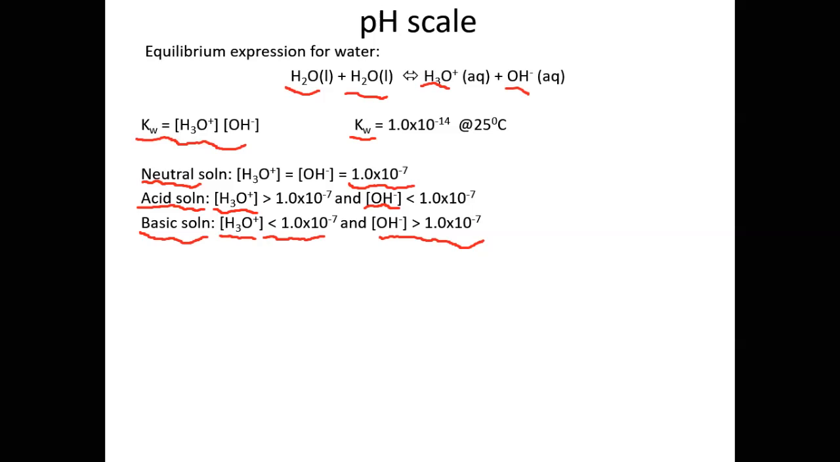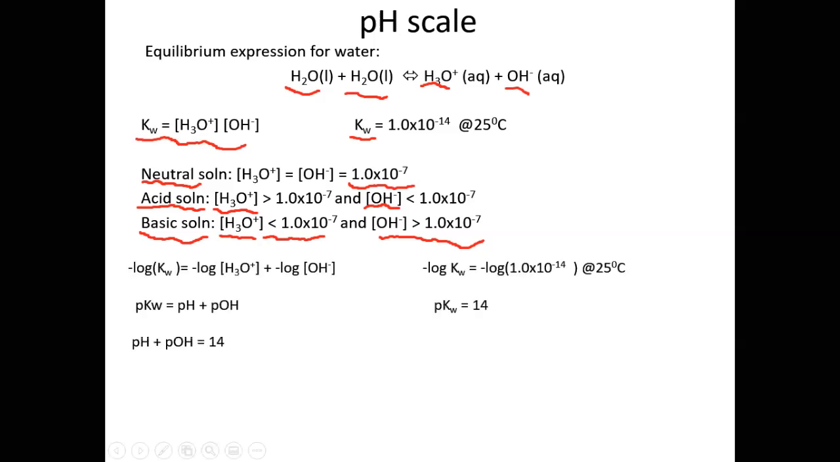Well, we use math and we take the negative log of everything. So we take the negative log of Kw equals the negative log of H3O+ times OH-. Remember, when you take the negative log of 2 things multiplied, you can rewrite it as adding the logs of those 2 quantities. We can take the negative log of 10 to the negative 14, and we get pKw, where the P represents that we took the negative log, equals pH plus pOH.